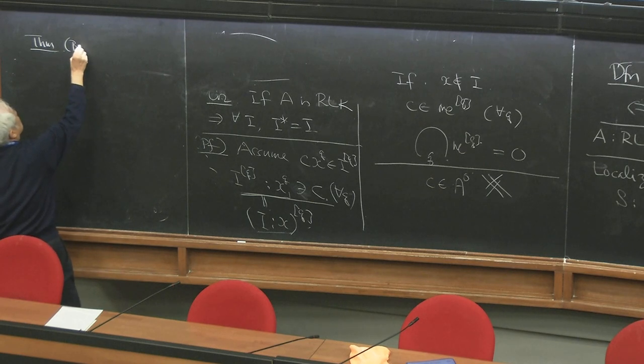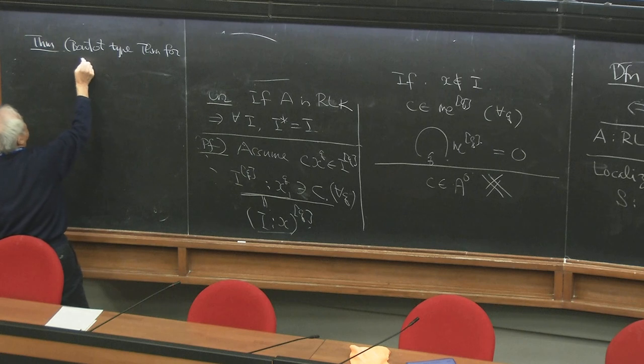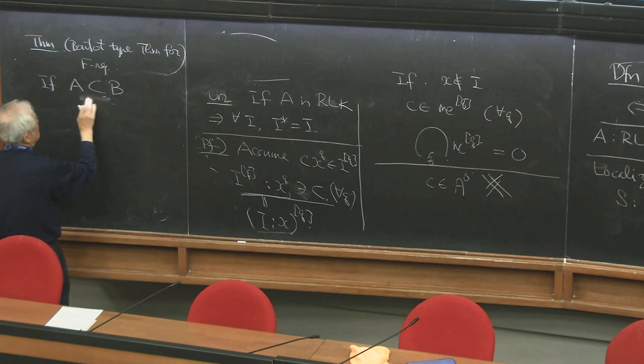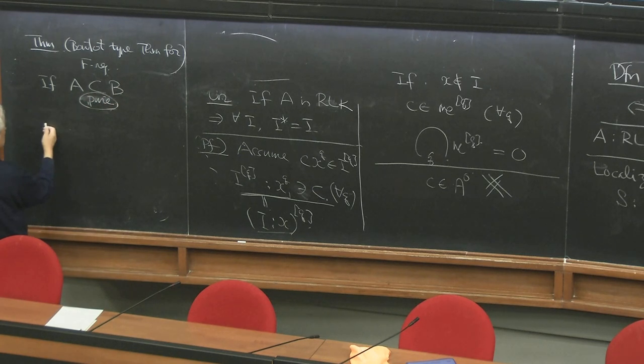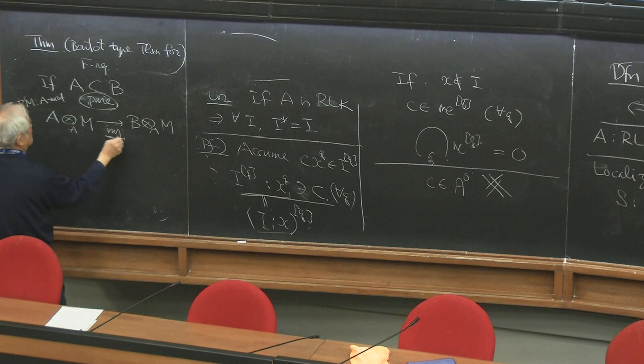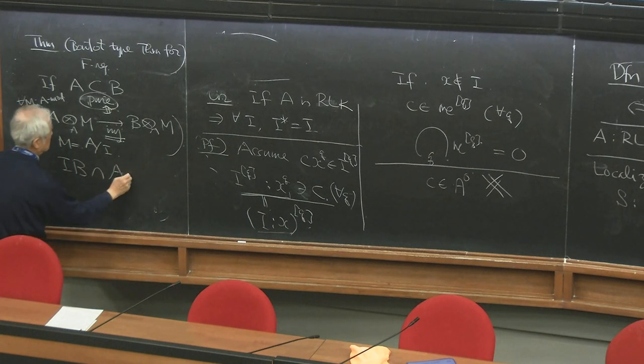We have the Boutot type theorem for F regular. So if A is a pure subring of B, purity means for every A-module M, this inclusion induces B tensor M is injective. So this is the definition. And in particular, if you put M equal to A over I, then this injectivity means IB intersection A is I.